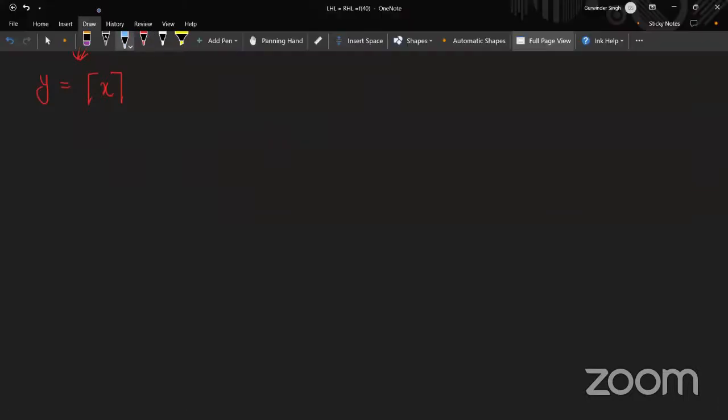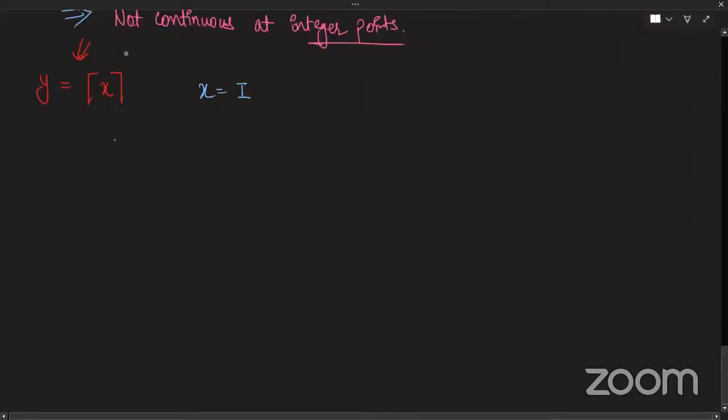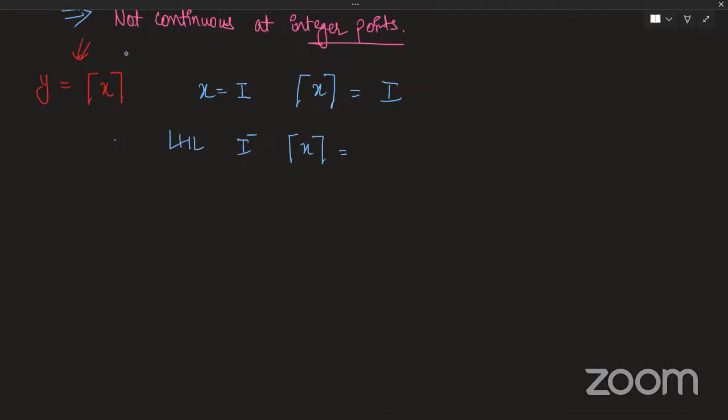So let us try this. You take x to be an integer I. Tell me, what will be the least integer function of I? Great. Now take the left hand limit, that means a value that's just smaller than I. Where will it get you? I. Are you sure? Yes, it will be I. What does the least integer function do? It will get you to the top, right? It gets you to the top.